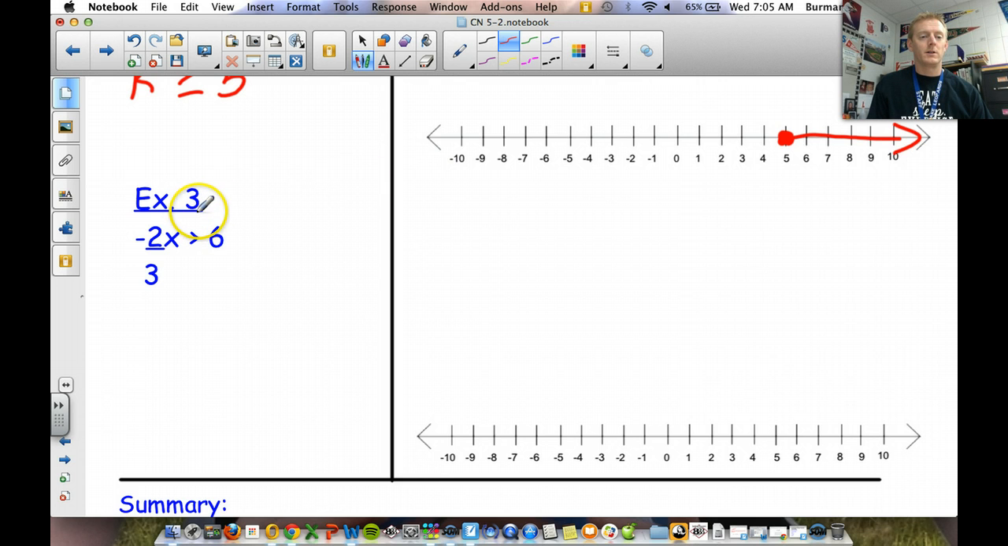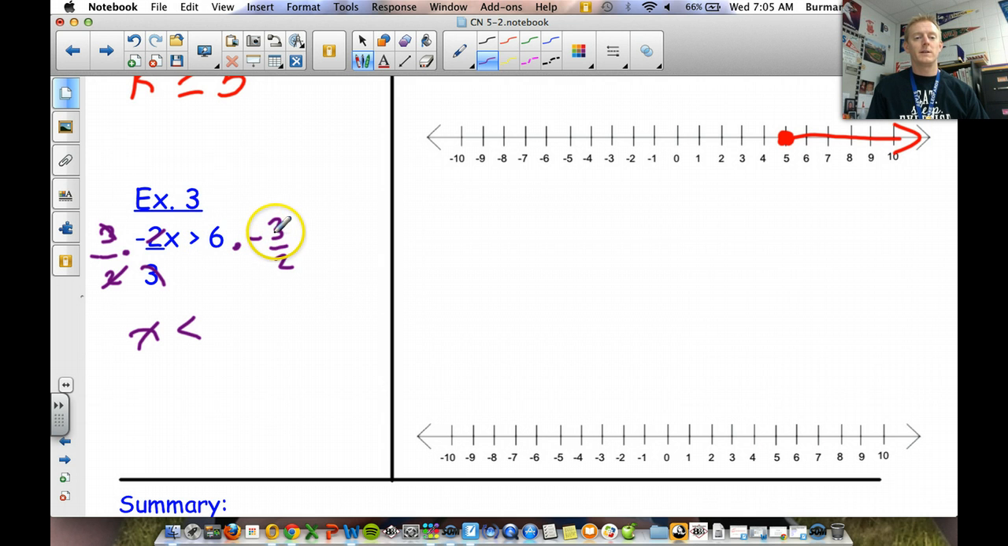Example number 3. Very similar to example number 1. Again, we're trying to get the x by itself, so we're going to have to multiply by the reciprocal, because when you divide by fractions, you end up having to multiply by the reciprocal. So we multiply by a -3 over 2, and those cancel over here. So we're left with x, and because it was a negative, my sign switches.